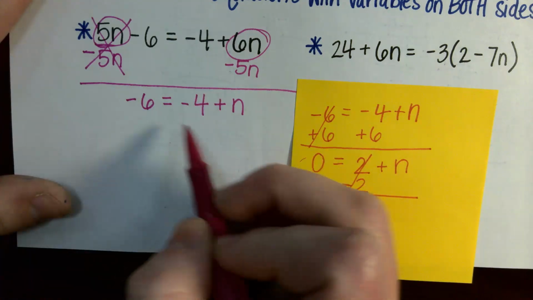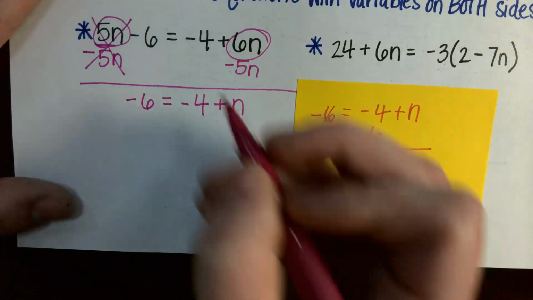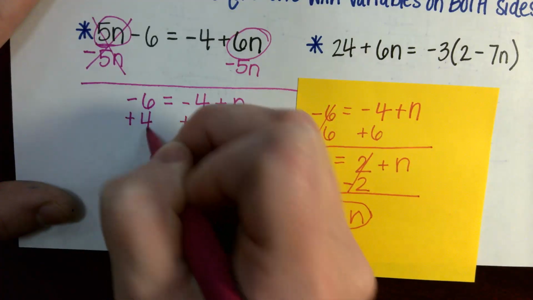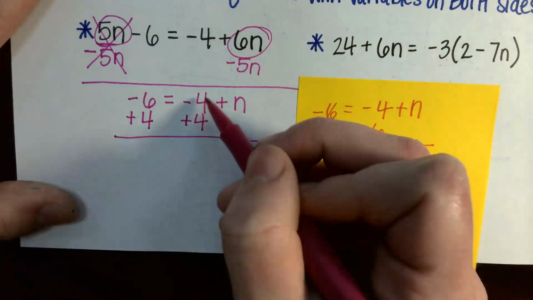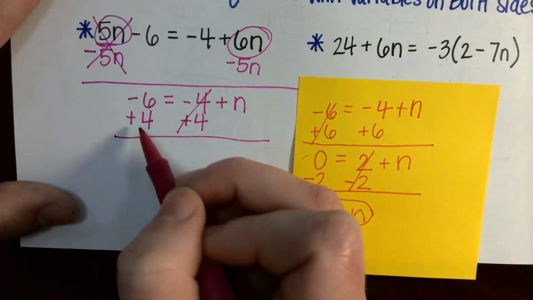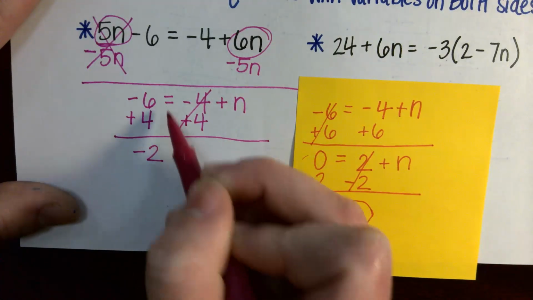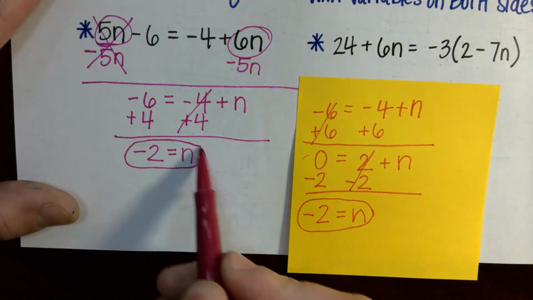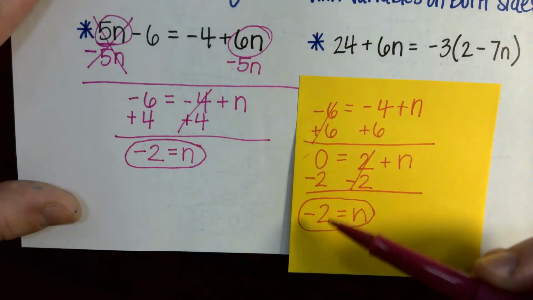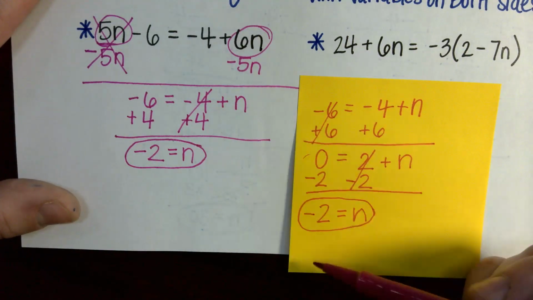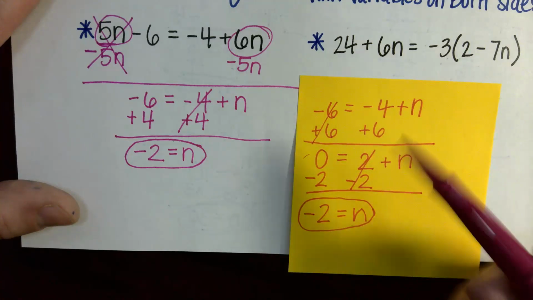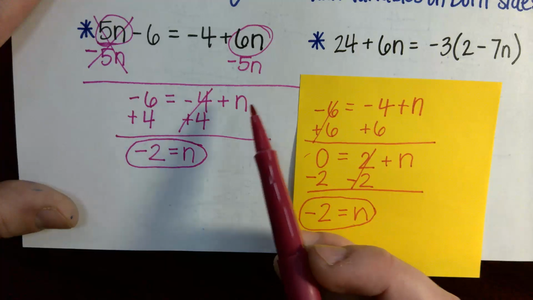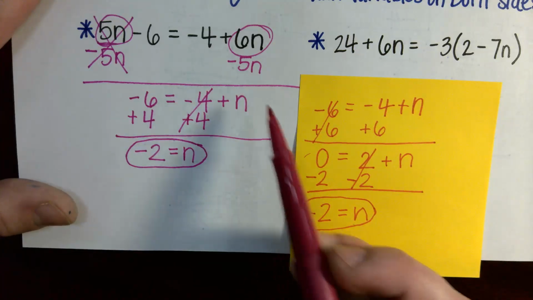So what would we do here to get rid of -4? Plus 4. Good. Plus 4 on both sides. Now you get -2. Yes, and my 4's cancel. -6 plus 4 is -2 equals n. So you'll get the same answer, but this is a lot more steps, and it's a little more confusing, and it's a little tougher to keep track of. I would just always keep it as simple as you can, and remember your goal is to get n alone.